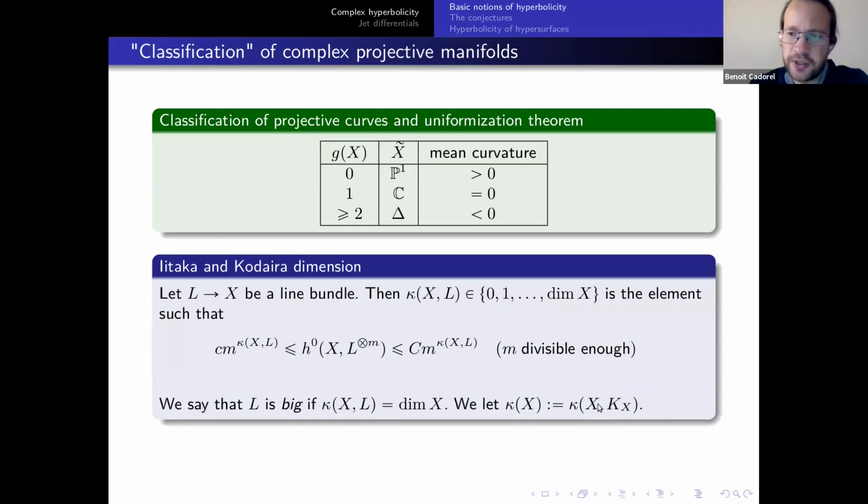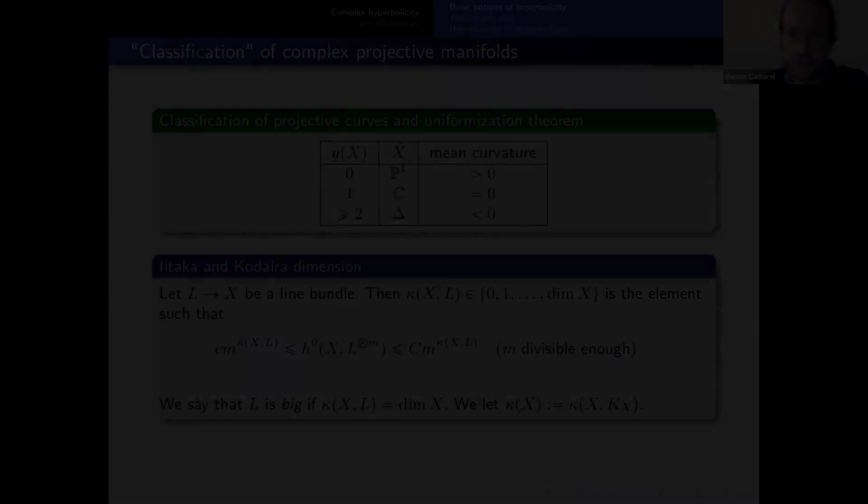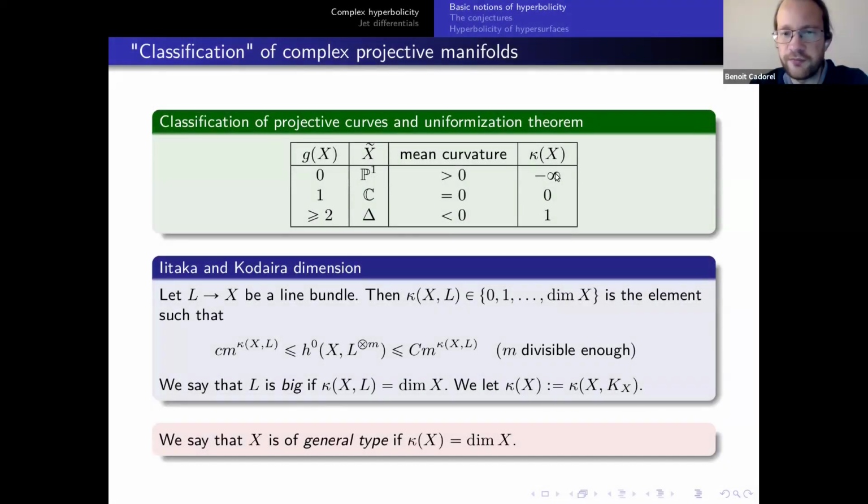If we look at the case of curves, then we can complete the table as follows. We have minus infinity for genus 0, 0 for elliptic curves, and 1 for the hyperbolic curves, which constitute the majority of complex projective curves. In any dimension, we say that X is of general type if this Kodaira dimension is maximum. Here, the curves of general type are precisely the hyperbolic ones, the ones of genus higher than 2. You can see why we call them general type, because they constitute the majority of curves.